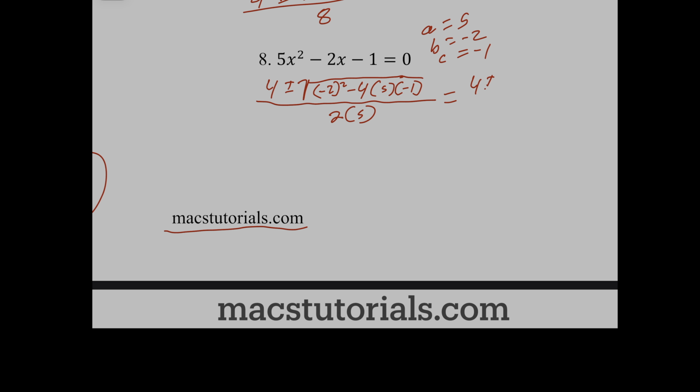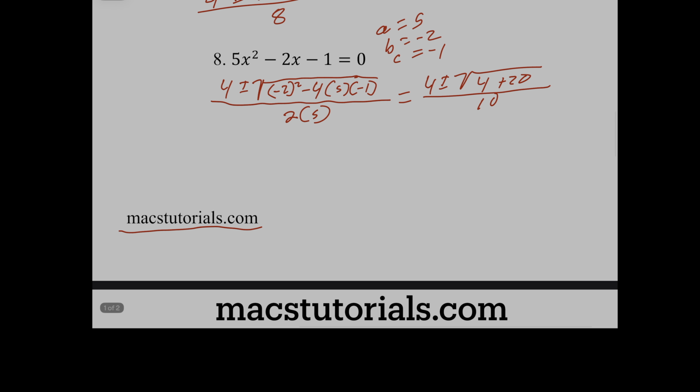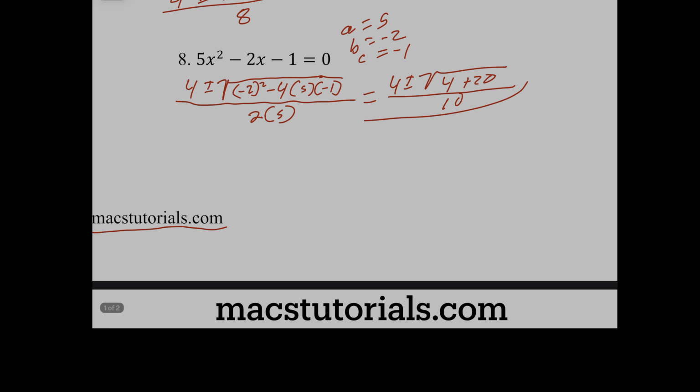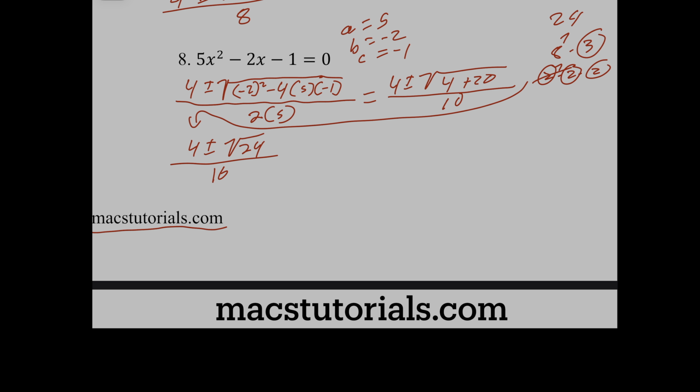And that's going to equal 4 plus or minus square root of 4. Negative 4 times 5 is negative 20 times negative 1 is positive 20, all over 10. Okay, and that's going to equal, I'm going to go down here now. We're going to go 4 plus or minus square root of 24 all over 10. I'm going to break 24 down here, which is 8 times 3. 8 is 2 cubed. I just know that. Boom, boom, boom. I get a pair of 2s, and I'm left with a 6. So I'm going to get 4 plus or minus 2 root 6 over 10.